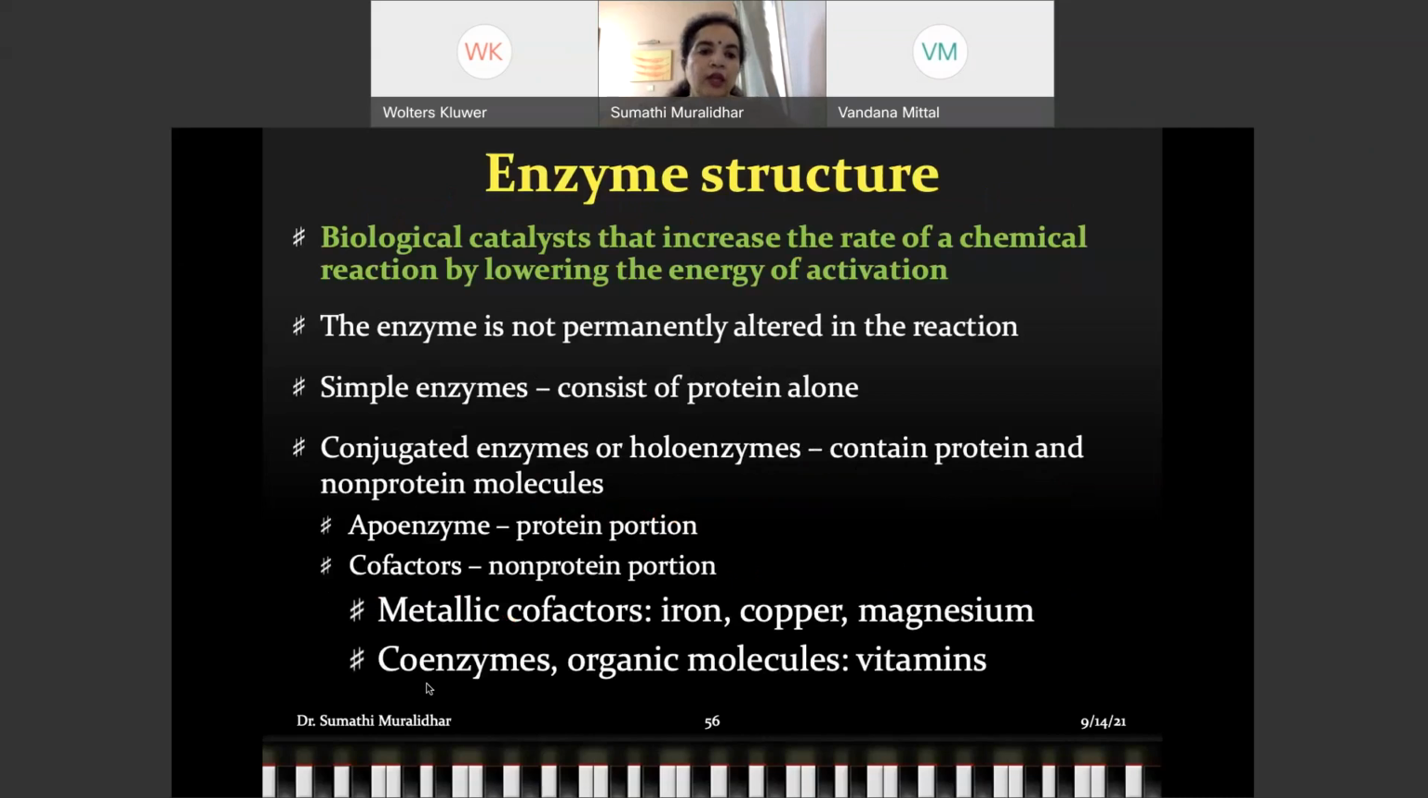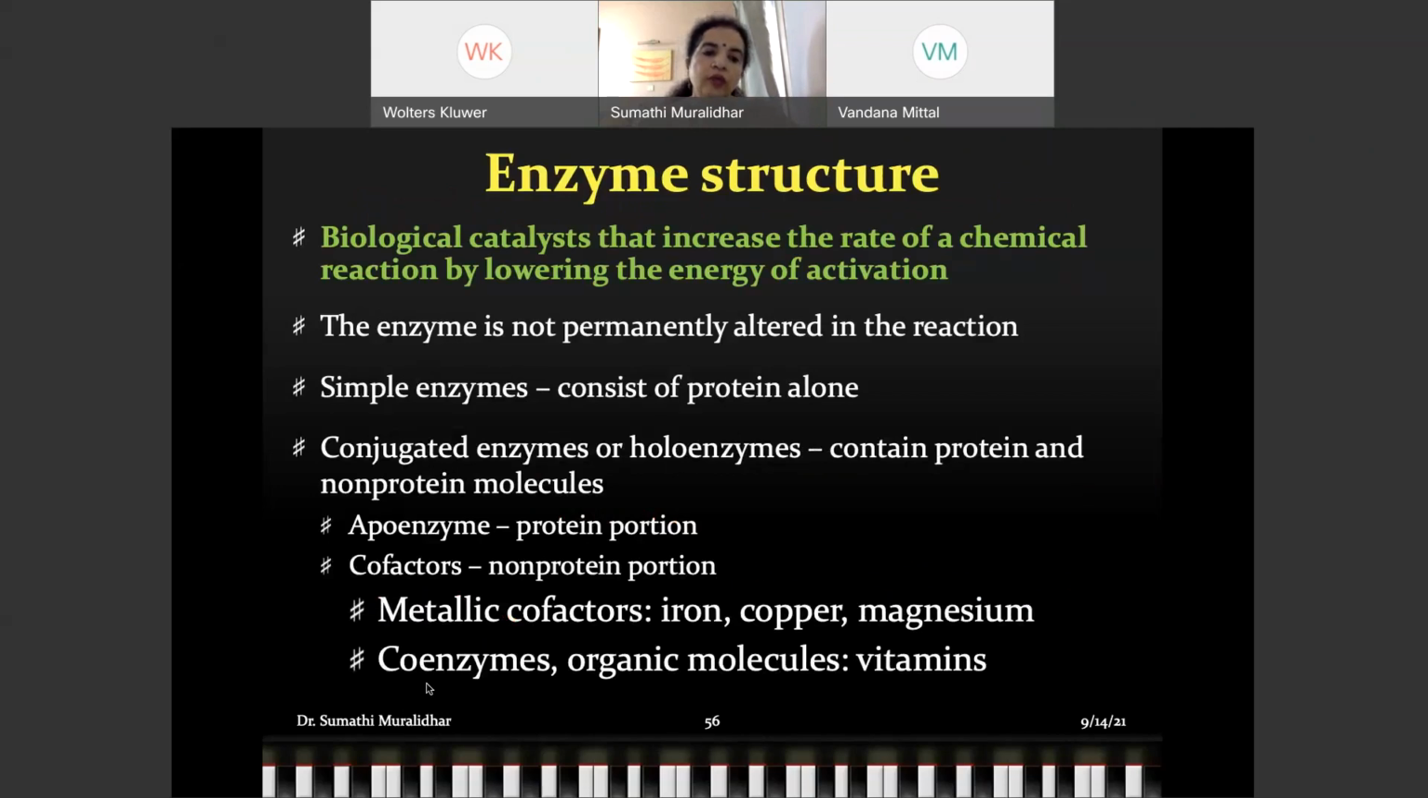Now coming to enzymes. Enzymes play a very important role in bacterial metabolism. They are biological catalysts which increase the rate of chemical reactions by lowering the energy of activation. And remember, the enzyme is not permanently altered in the reaction because the same enzyme can be reused at the end of the reaction.